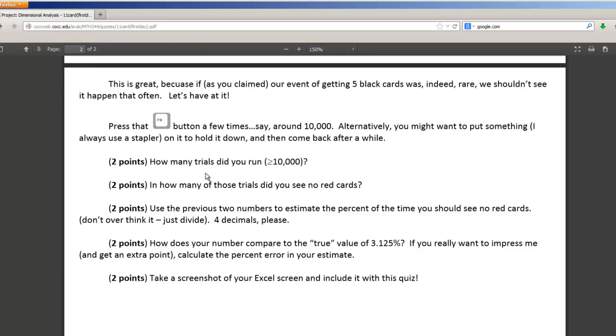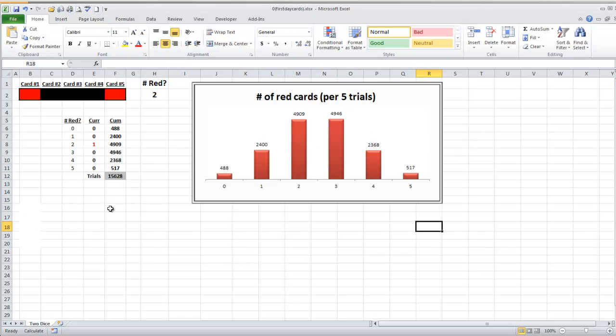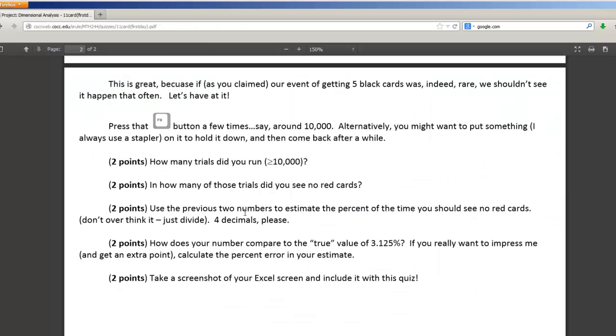So anyway, I launched up the Excel spreadsheet and I ran it. Looks like 15,000 plus times. Not running anymore. I think once I got the camera recording, we're losing the ability to randomize. But anyway, well over what we needed. So the first question I asked you was, how many trials did you run? Right there. In how many of those trials did you see no red cards?